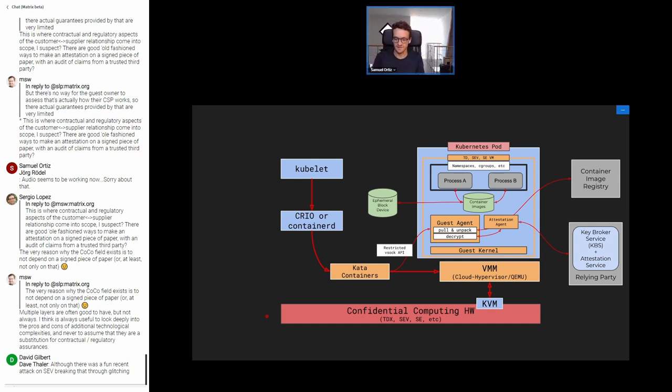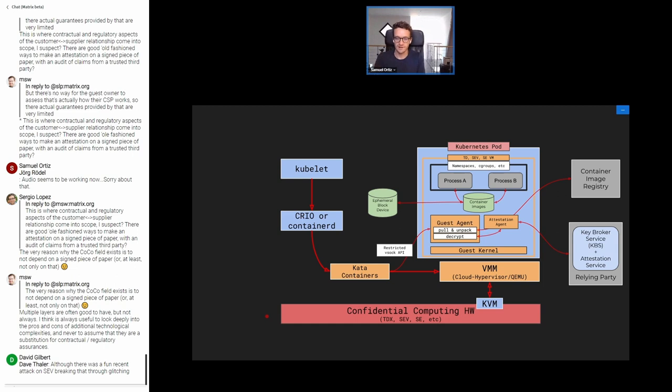That's what OverlayFS is doing. Once we decrypt all those layers, then the guest agent will be responsible for unpacking those layers, putting them together, mounting them in the right order, because it gets that information from the container image registry, and keeping all those container image layers inside the guest.